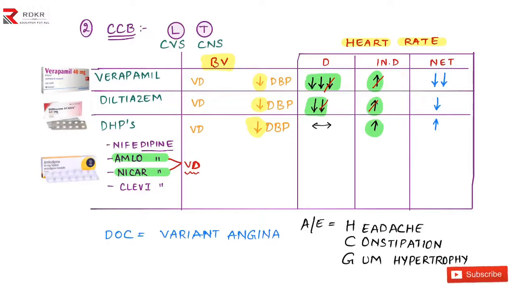And the main drug of choice for variant angina is the calcium channel blockers. And let us know a few adverse effects of the calcium channel blockers. Mainly you can remember this by the mnemonic HCG. Okay, HCG: headache, constipation and gum hypertrophy. This is all about the calcium channel blockers.